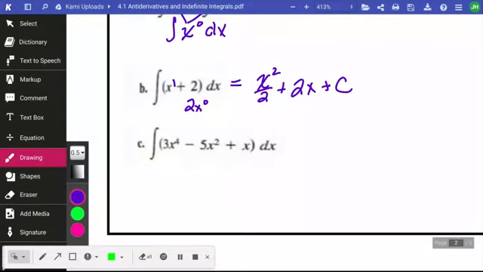Now stop, do the derivative in your head. Bring the 2 down, the 2's cancel, and I get just x plus just 2. The derivative of a whole number or any constant is 0, so it's not written. So you can check your work.